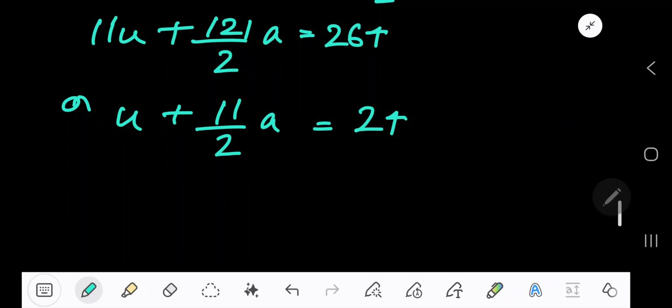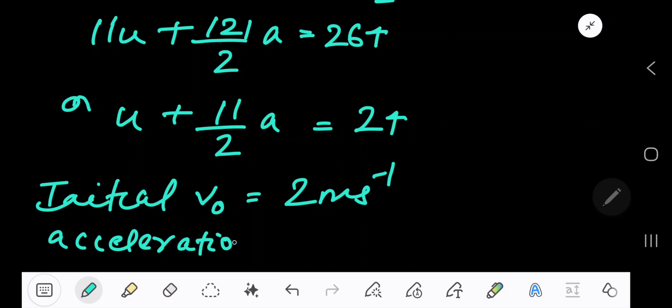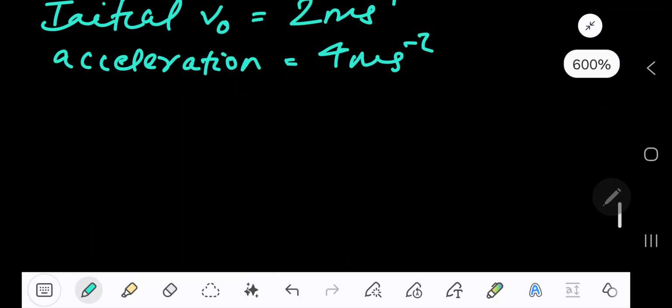So on solving both of our equations, the initial velocity would be equal to 2 meter per second and acceleration would be equal to 4 meter per second square. That's the answer. I didn't do this question in detail so that you guys can solve it on your own.